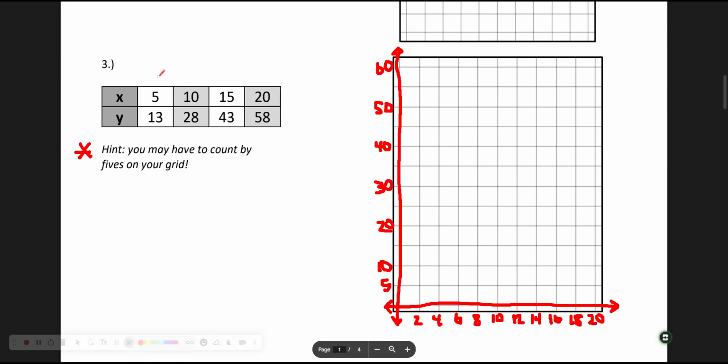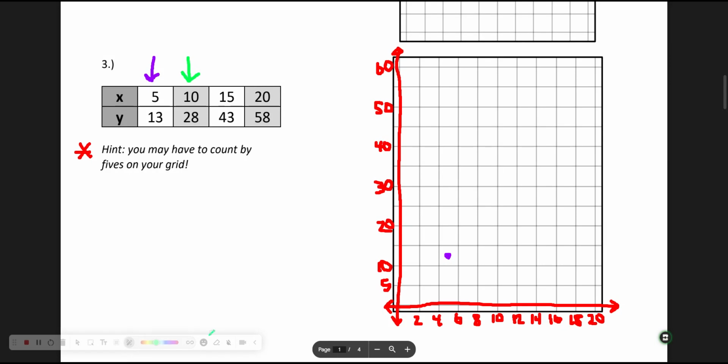Okay, so my first point, let me change up some colors here so you can see this. So my first point is right here, 5 on my x, 13 on my y. So if I go over 5, that's between the 4 and the 6. And then I want to go up to 13. So that's going to be right about here. Alright, because it's between 10 and 15. So there's 13.